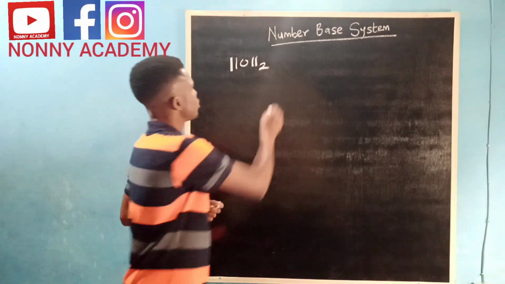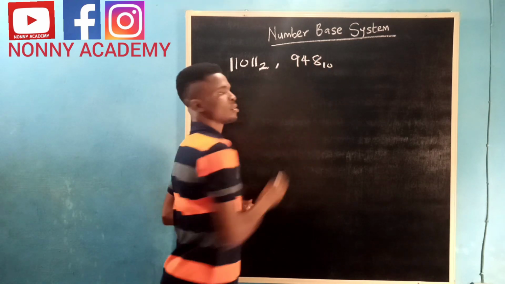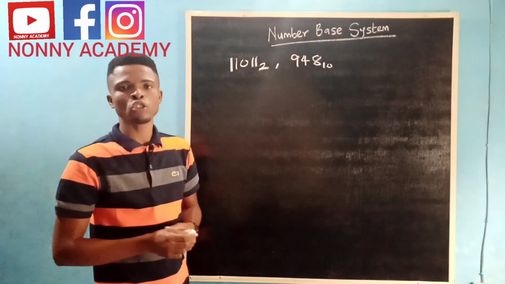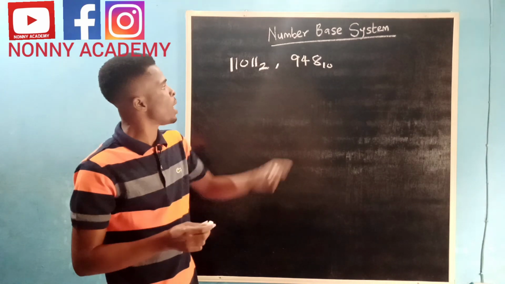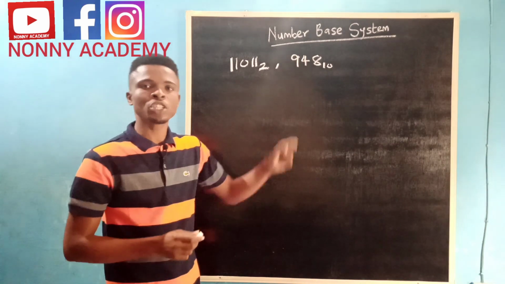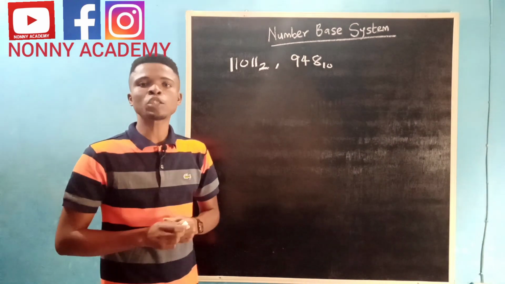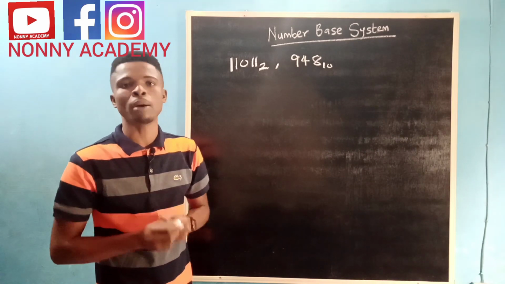Another example is 948 base 10. Now if you take a good look at this, you will notice that the number 948 is tagged to a specific base, which is 10. That makes this a number base. Now let's move to the rules guiding number base.